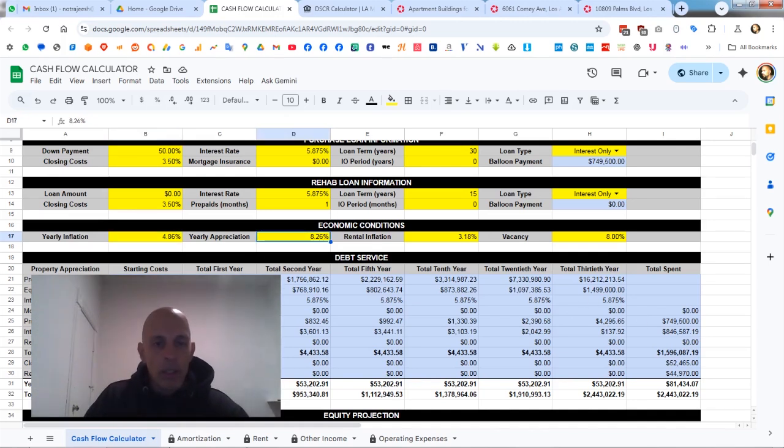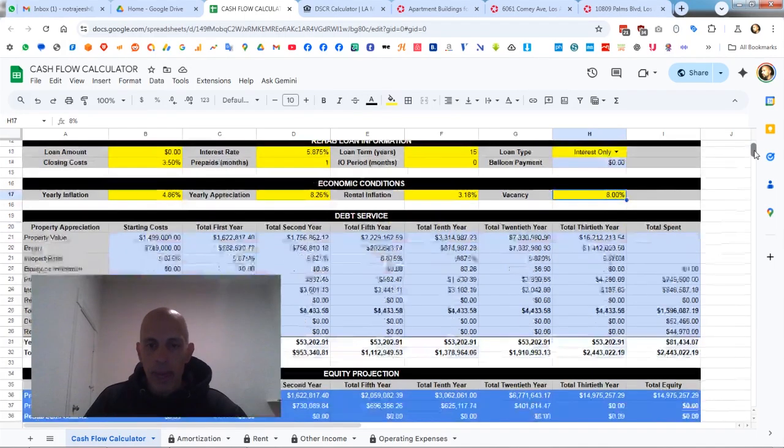Same thing with yearly appreciation. We look at, or rather this tool looks at, the property value paid, and what that property value will be in 30 years, assuming that same average appreciation over the next 30 years. Property taxes are actually based on that yearly appreciation because I look at property taxes as a percentage of the property value starting at the purchase price. Rental inflation looks at rents over the next 30 years, and vacancy is deducted from all of that.